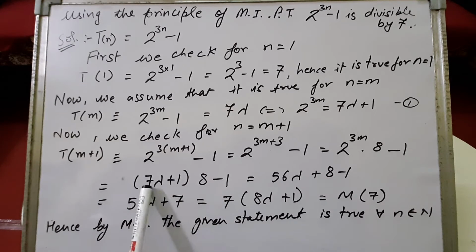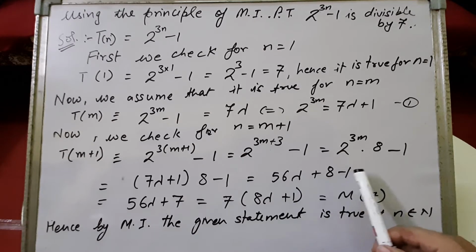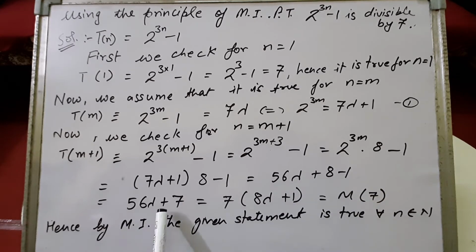When you multiply 8 here, it will become 56 lambda plus 8 minus 1. 8 minus 1 is 7. So we'll get 56 lambda plus 7. Now we can take 7 common here. So when you take 7 common, what we'll get in brackets is 8 lambda plus 1. 7 into any term is a multiple of 7, or a term divisible by 7. So this is a multiple of 7.